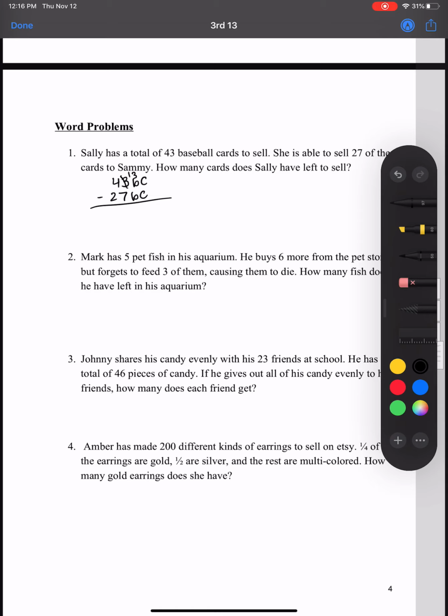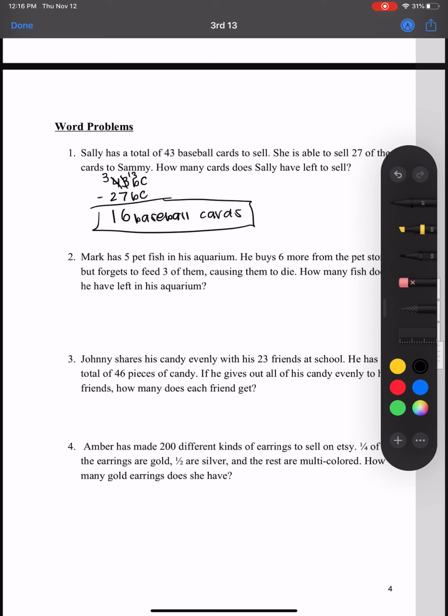The 3 would change into a 13 because you take a 10 from the 4, so the 4 would change into a 3. 13 minus 7 is 6. 3 minus 2 is 1, so Sally has 16 baseball cards left. Baseball cards. That is your answer.